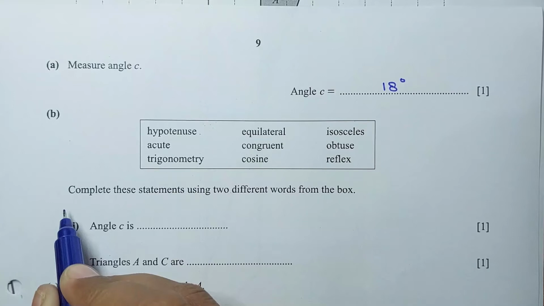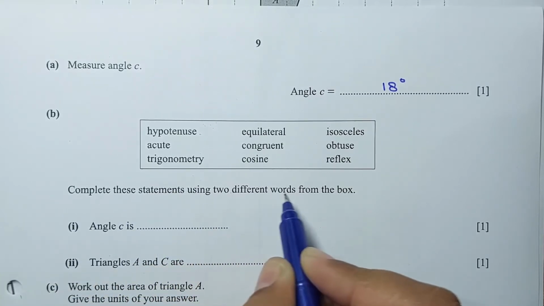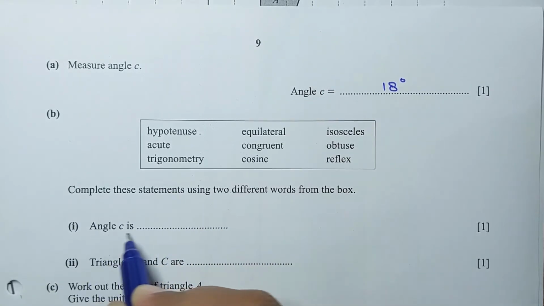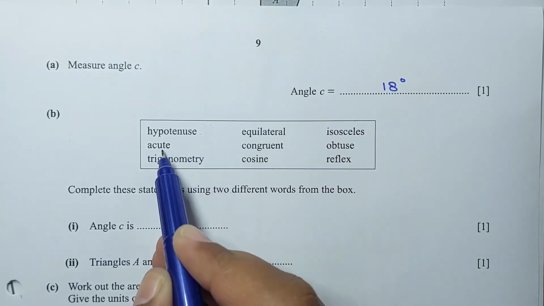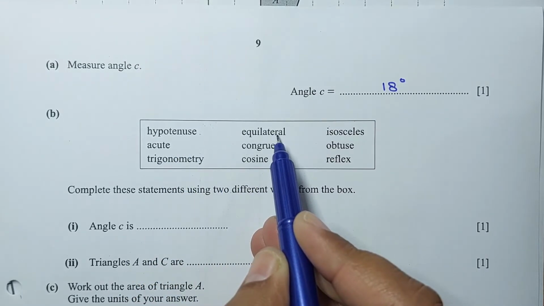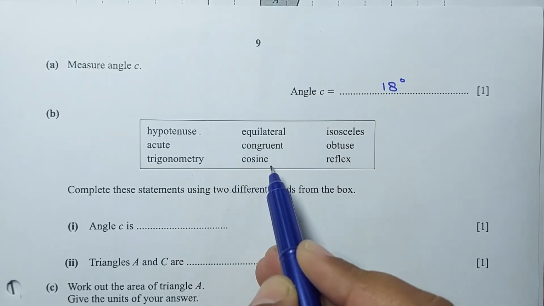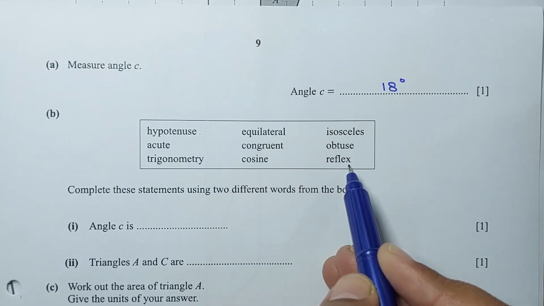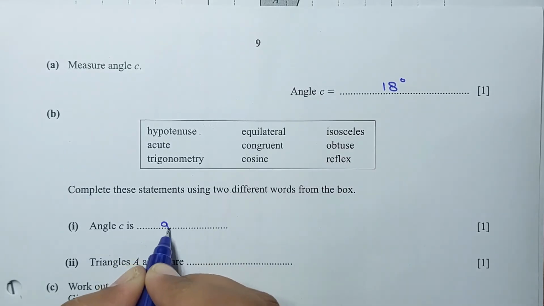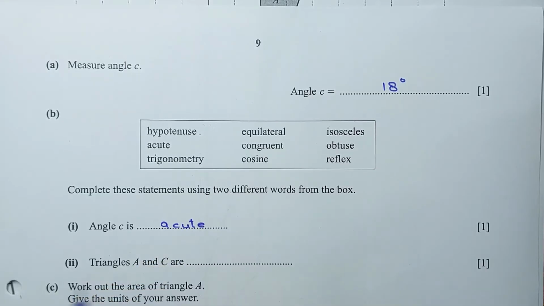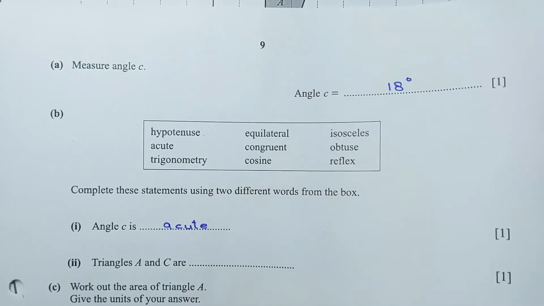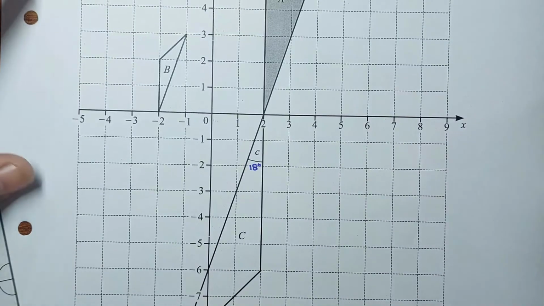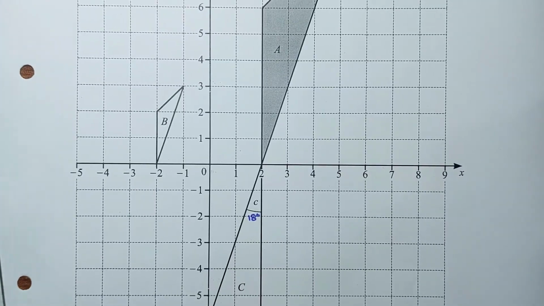Now for part B, complete these statements using the 2 words from the box. Number 1, angle C is hypotenuse, acute, trigonometric, equilateral, congruent, cosine, isosceles, obtuse, or reflex. So angle C is an acute angle, less than 90 degrees. Now number 2, triangles A and C are. You can see the triangle A and the triangle C. These two are the congruent triangles.